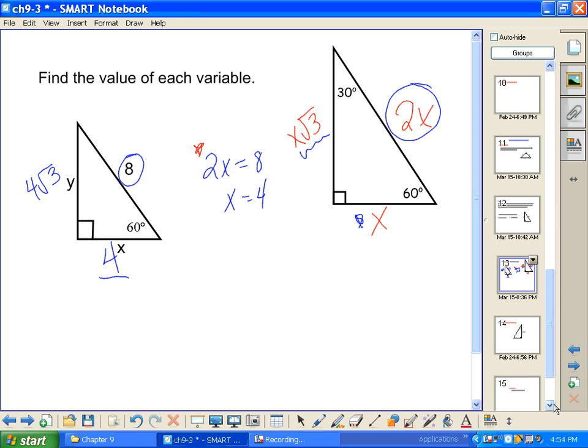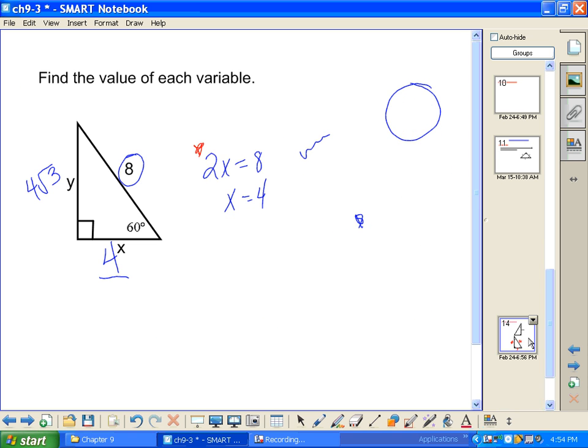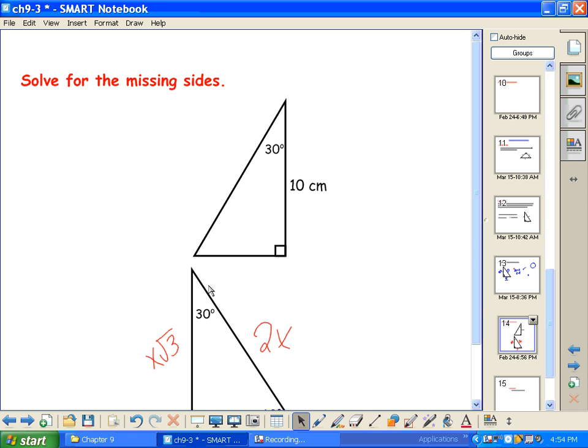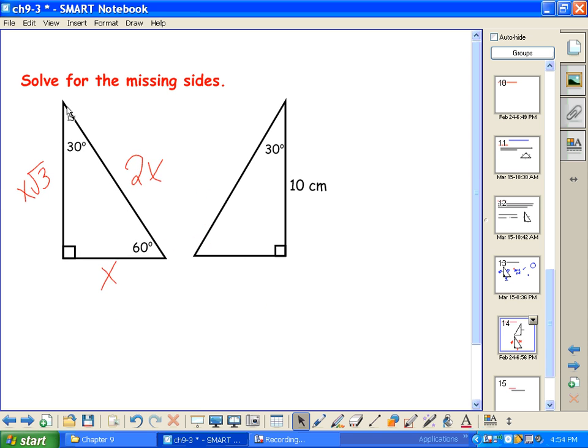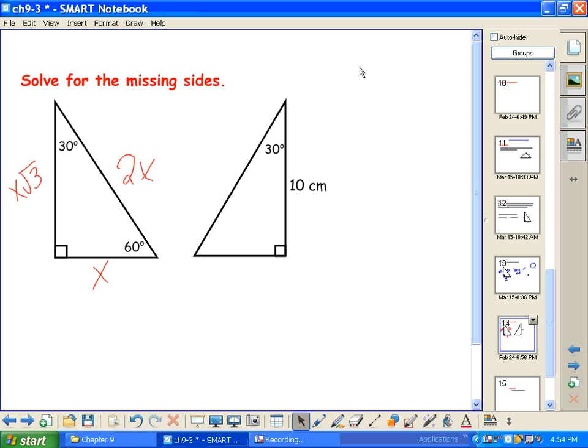Let's take a look at another problem. This time, our example problem and our formula triangle are oriented a little differently, so you have to really watch where your 30-degree angle, your 60-degree angle, and your 90-degree angle are. I noticed right away that my longer leg is what's labeled with 10 centimeters. That has to match up with x radical 3 on my formula triangle. So we have x radical 3 equals 10. For x, I have to divide both sides by radical 3.